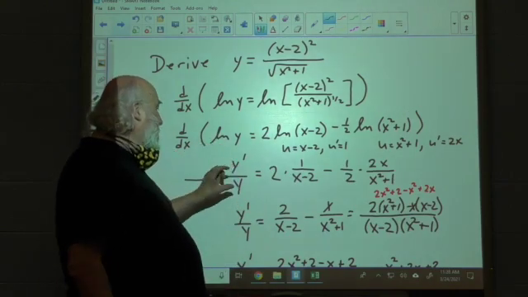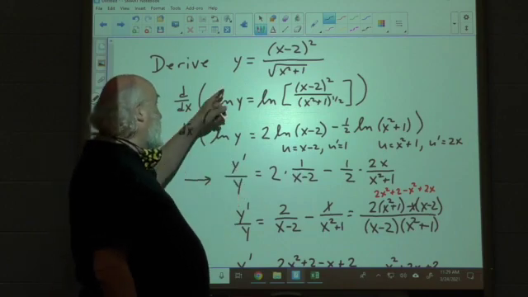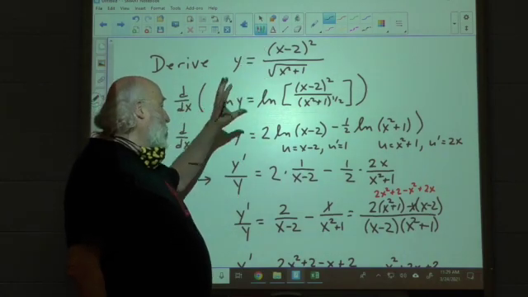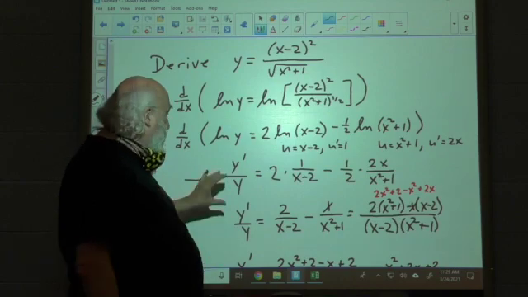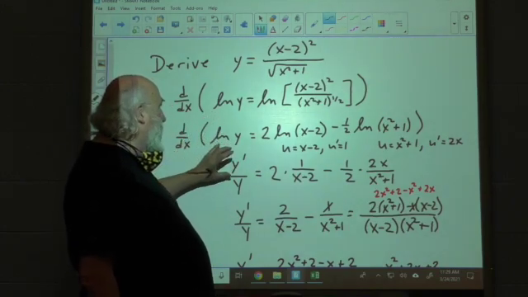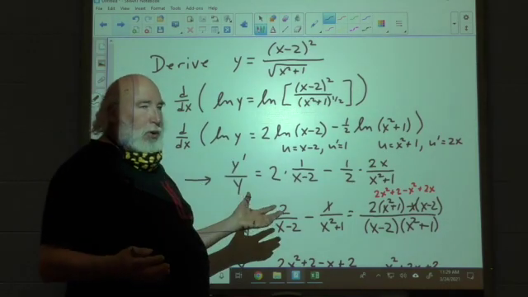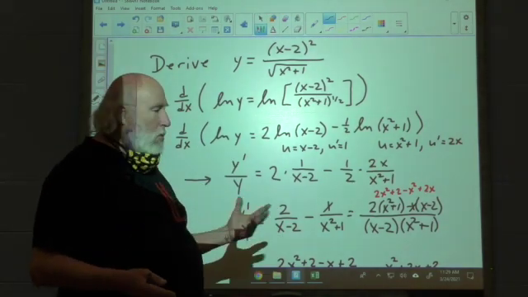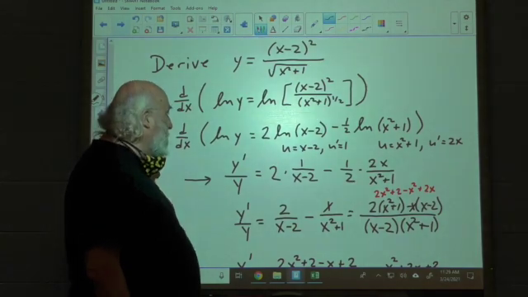Now we don't know what y prime is, but we do know what y is based on this right here, and that's what we're going to come back to later on. But we're using this right here. The derivative of the natural log of y is y prime over y, like the derivative of ln u is u prime over u. That's where we're getting that from.